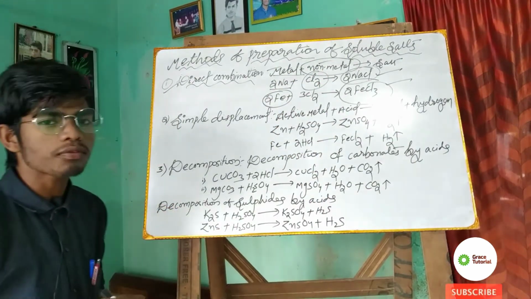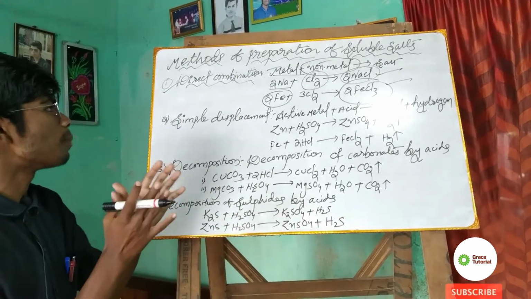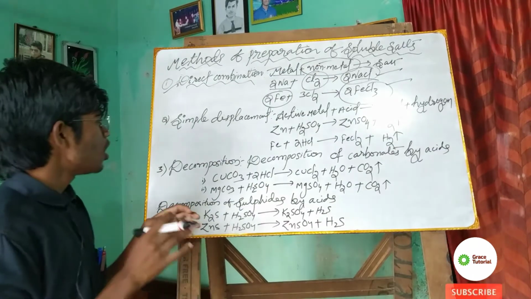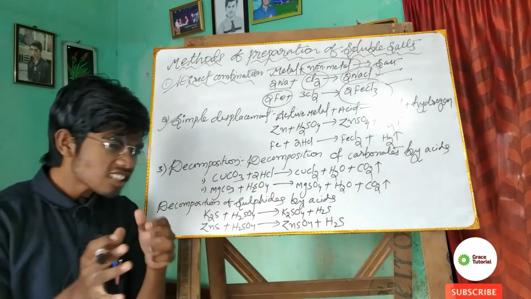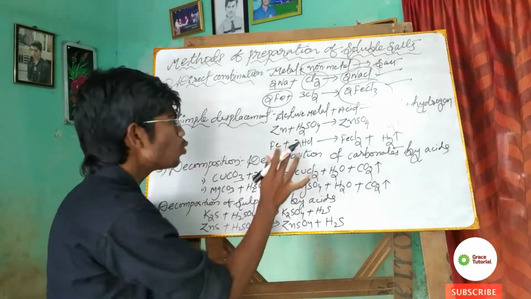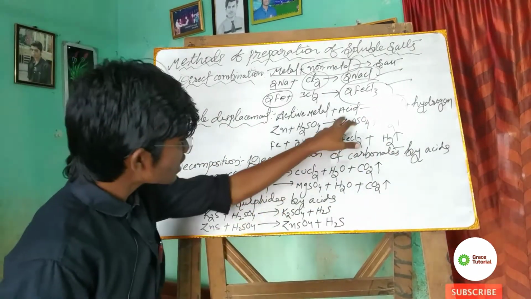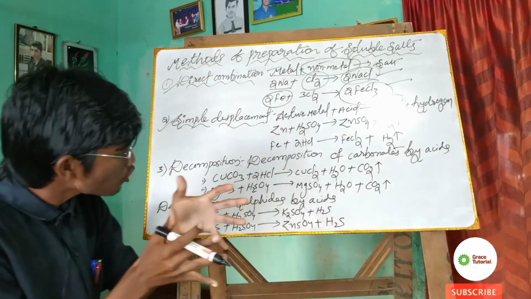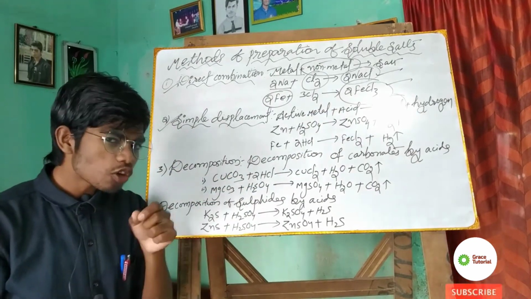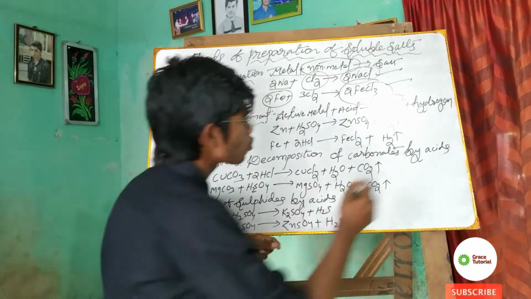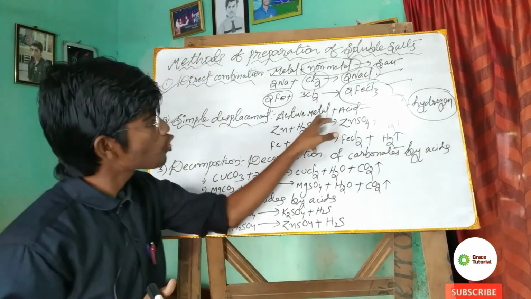So what is the first method of the preparation of the soluble salt? Very simple to understand. Only the combination takes place between the metal and the non-metal to form the salt. Well, we have method number 2, that is simple displacement. By using this method, how is the salt formed? When the acid reacts with an active metal, then the salt is formed. But here one more thing will also be liberated, that is hydrogen gas. So the hydrogen gas is evolved when the active metal reacts with the acid.